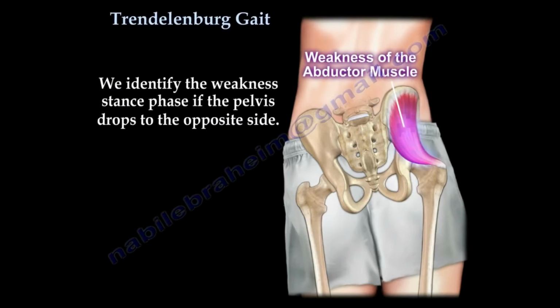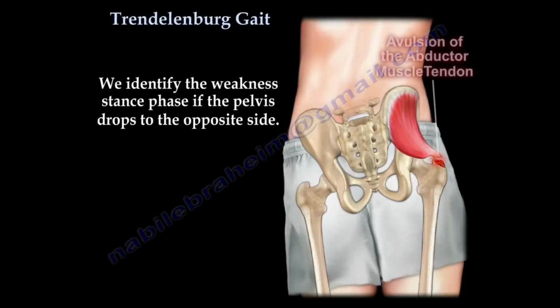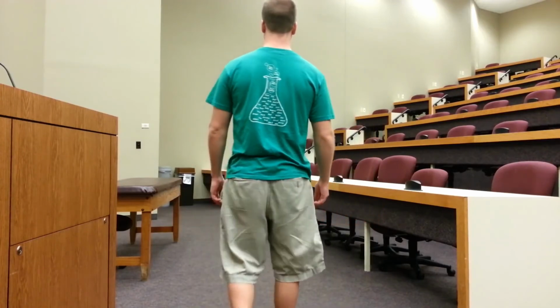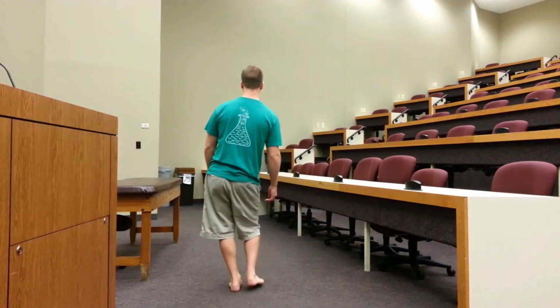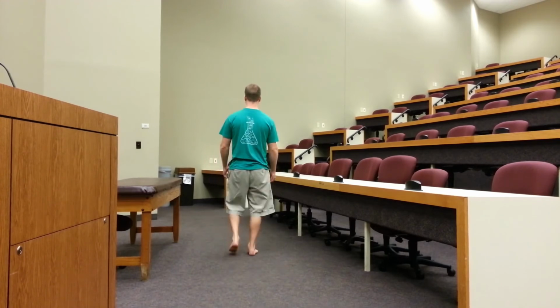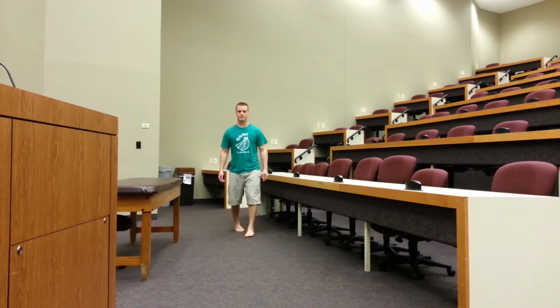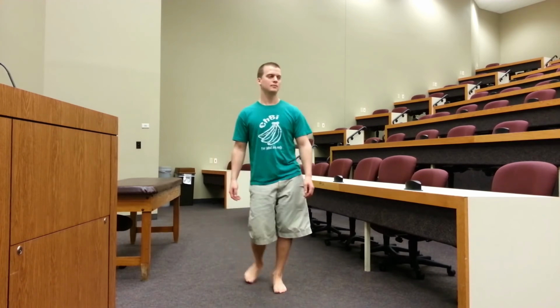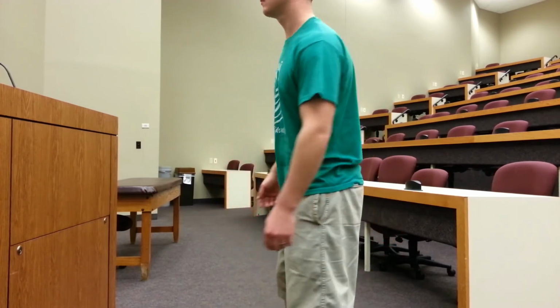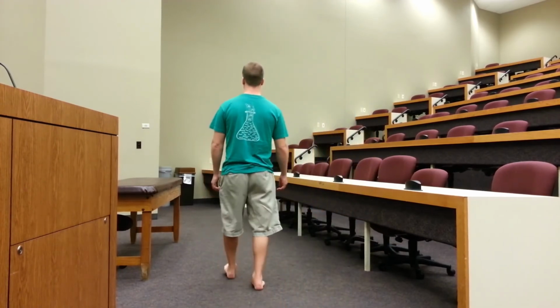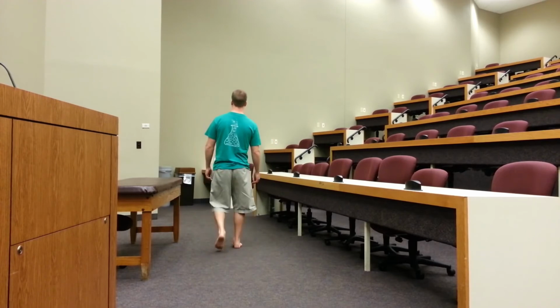Here you can see an example of weakness of the abductor muscle, as well as avulsion of the abductor muscle tendon. Notice how in the gait, whenever he loads his weight onto his left foot, his right hip drops down and towards the affected side. So in this case, we would be demonstrating a positive Trendelenburg sign. This patient has a positive Trendelenburg sign, meaning that their left hip abductors, such as the gluteus minimus and the gluteus medius, are not working properly.